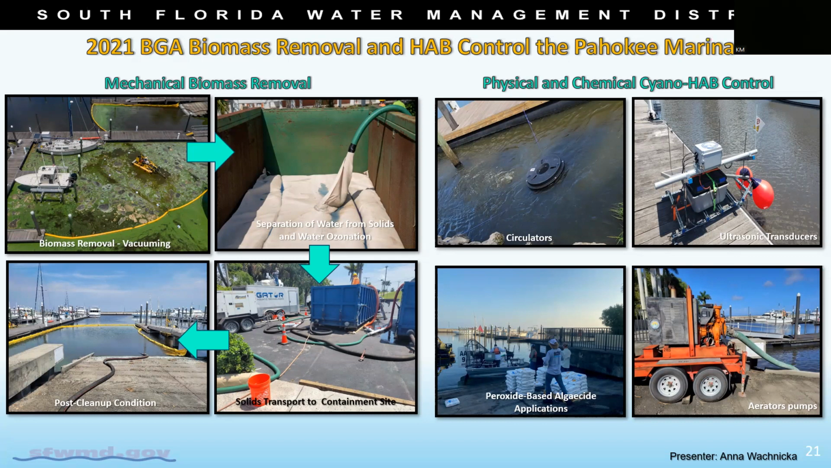So this is the effect before and after. The treatment was pretty successful. We also installed circulators to help water move around. And this is an ultrasonic transducer that we're testing at the marina. We also used algaecide products, hydrogen-based algaecide products, and aerators. So we're pumping air into that water to help with the dissolved oxygen issue. We used different strategies to get rid of that bloom throughout the 2021 bloom season.